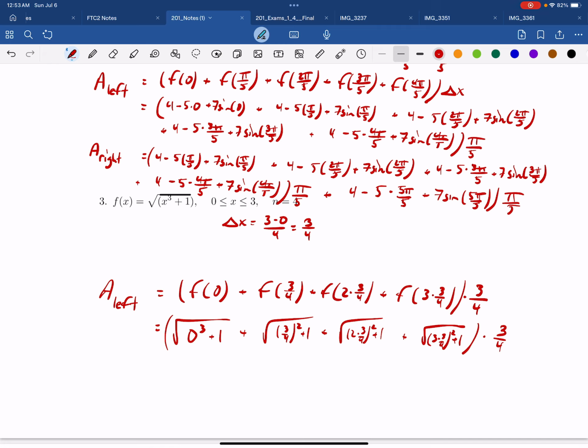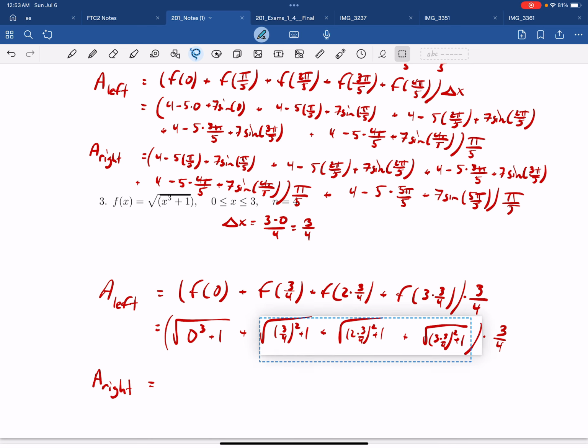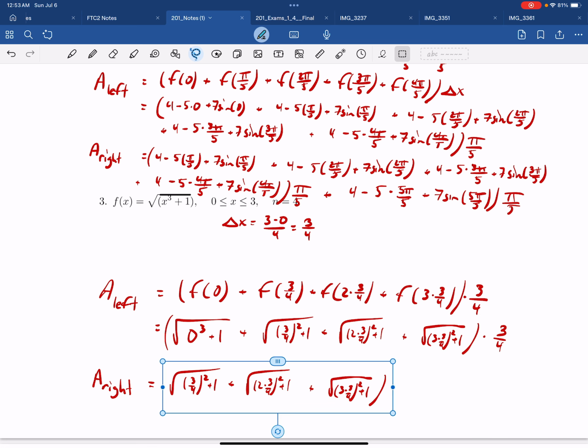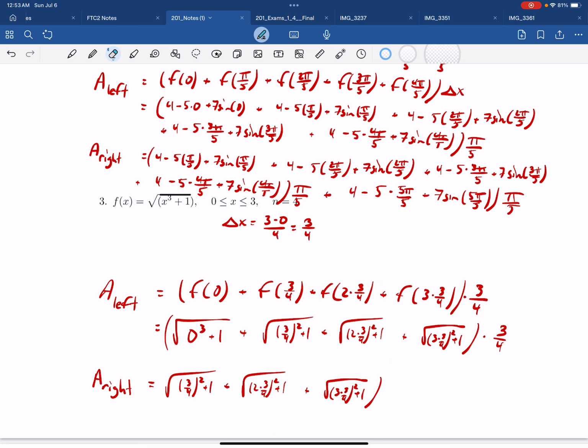And for the right-hand endpoints, again, we are not simplifying that. But for the right endpoints, it's going to be very similar. We're just going to have this, plus, and then just get that last term in there: 4 times 3/4 squared plus 1, and then multiply that by 3/4. That's how you do it. That's what we've got for our guided practice.